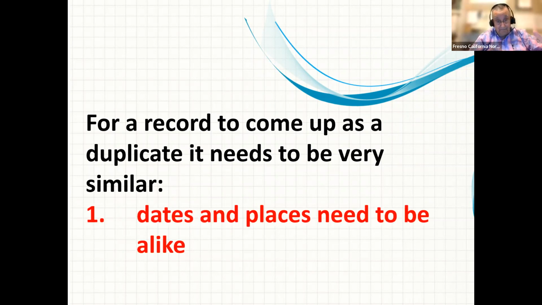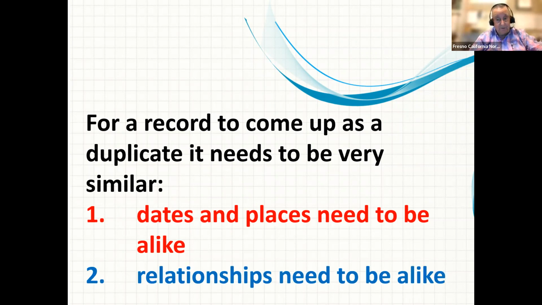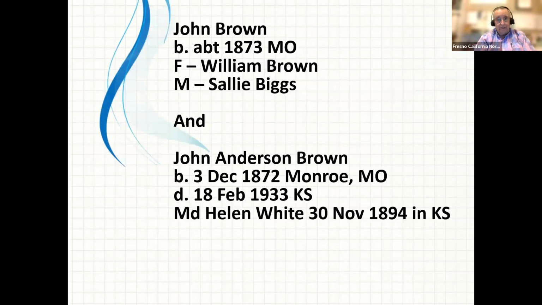So what I want to do is show you a little bit about what they're talking about. We're mainly going to focus on dates and places for the different events, and relationships, because these are the two things that FamilySearch looks at to determine if two records are a match. So here's two records. Got a John Brown on top, and we got a John Anderson Brown down below. So take a minute and kind of look at these two records and think to yourself about how they're alike and how they're different. And then I'll explain what would happen when the computer goes to match these. I'll give you a few seconds to look this over.